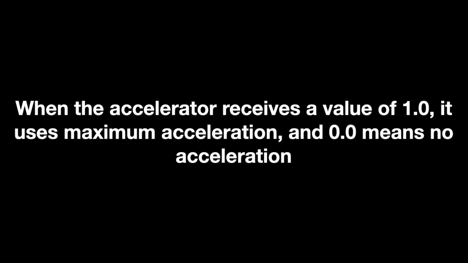You have also rigged your car so that robotic mechanisms can turn the steering wheel, push the brakes, and push the accelerator. When the accelerator receives a value of 1.0, it uses maximum acceleration, and 0.0 means no acceleration. Similarly, a value of 1.0 sent to the braking mechanism means slam on the brakes, and 0.0 means no braking. The steering mechanism takes a value of minus 1.0 to plus 1.0, with a negative value meaning steer left and a positive value meaning steer right, and 0.0 meaning keep straight.